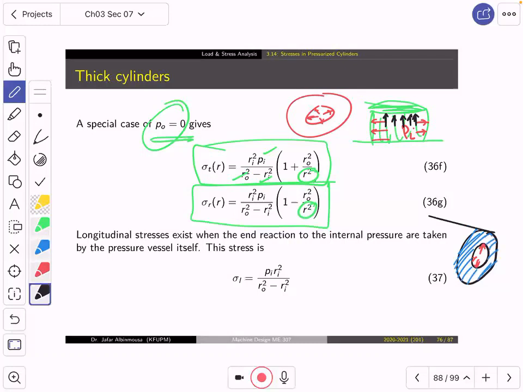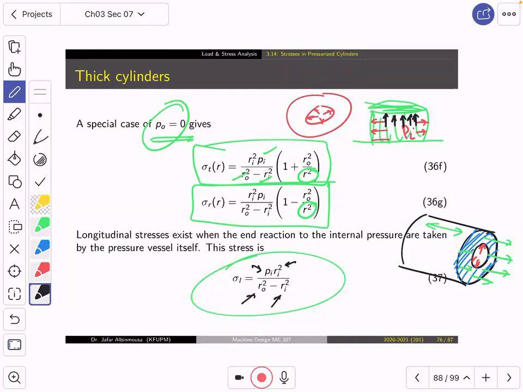But if we have a pressure along the axial direction, or what we call the longitudinal direction, the pressure will come normal to the surface. This pressure, we call it the longitudinal stress, okay? And it is measured as Pi Ri squared divided by Ro squared minus Ri squared. Do you see that? This is the stress.